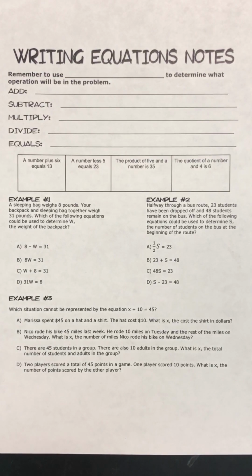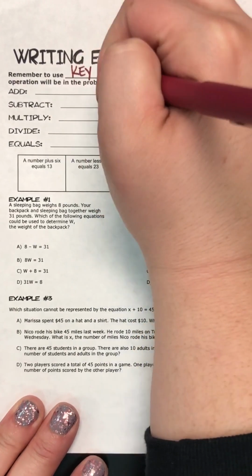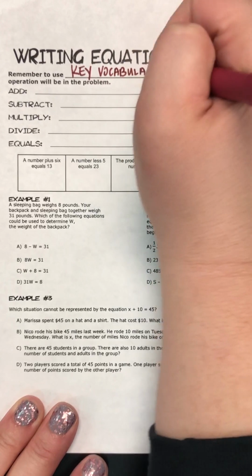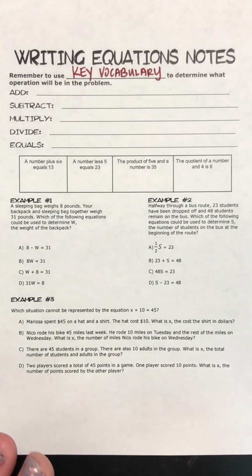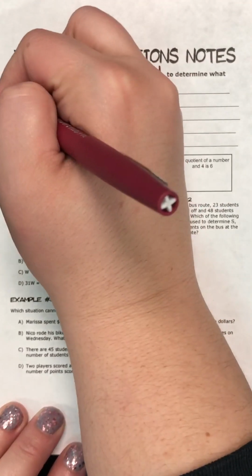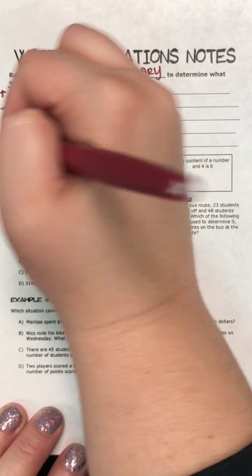Today we're going to talk about writing equations. When you're writing equations from a word problem, or you're given a word problem and you're trying to find a matching equation, we need to remember to use key vocabulary. Our vocabulary is going to be really important in determining which operations will be in the problem. So we have add, subtract, multiply, divide, and then words that mean equal.